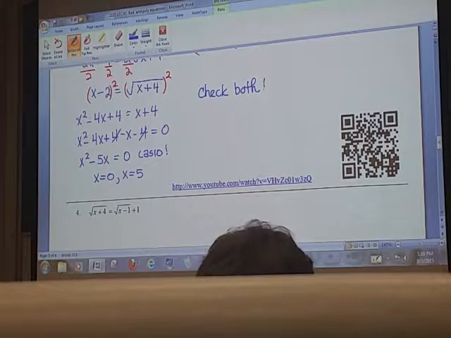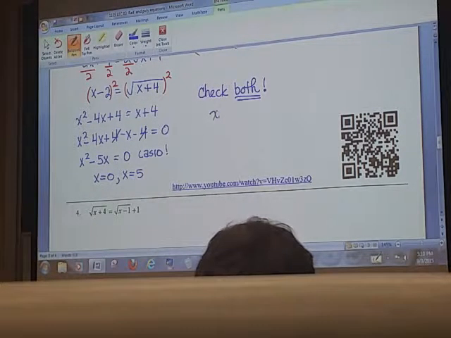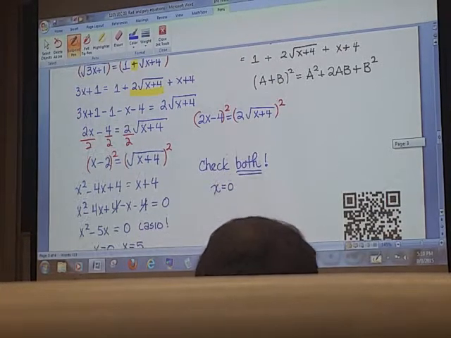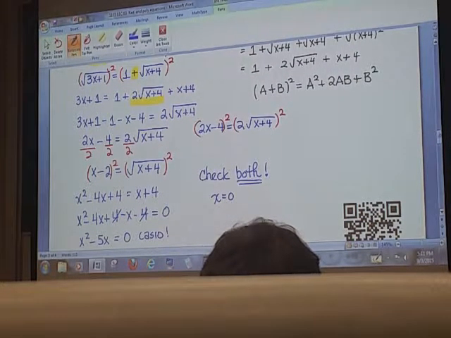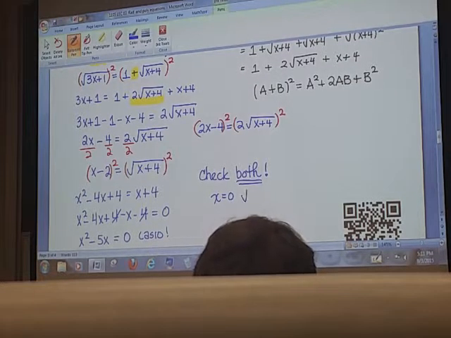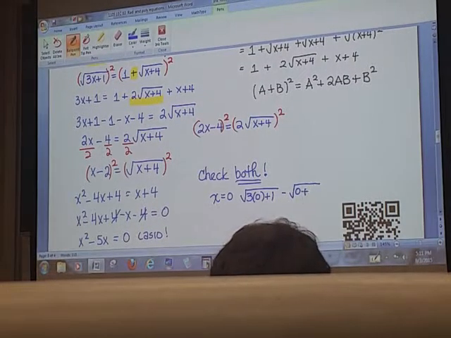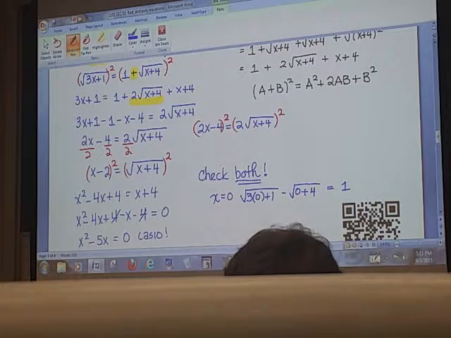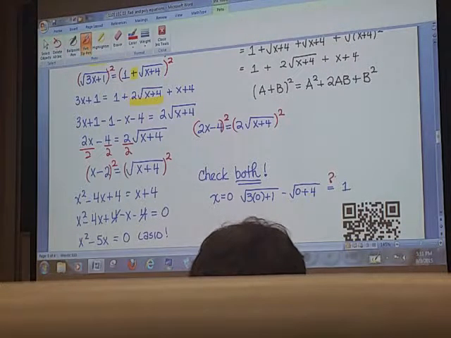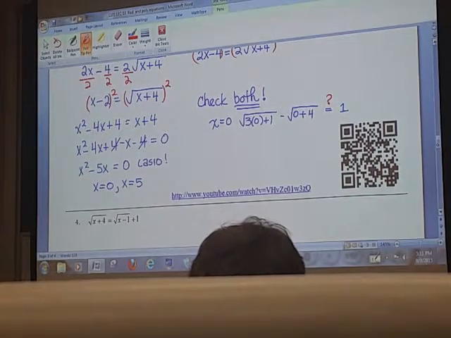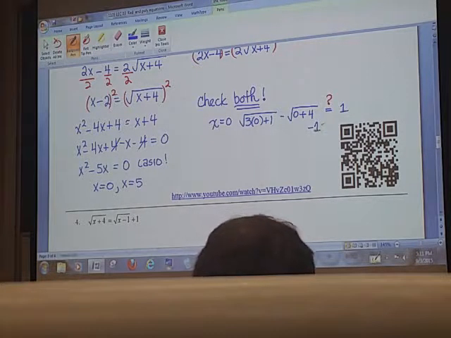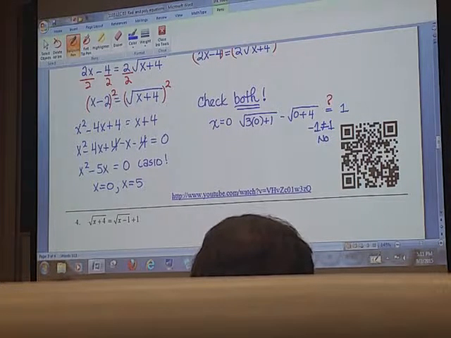And then you would have to check both of them. This time we go back to the original equation. Square root of 3 times 0 plus 1 minus the square root of 0 plus 4, and you wonder, does that equal 1? Square root of 1 is 1, minus 2 is negative 1. The answer is no. So x equals 0 would not work.